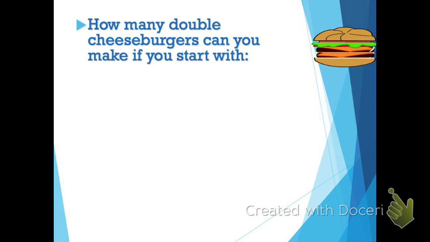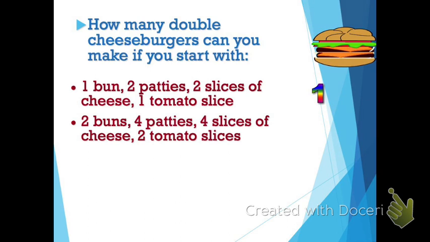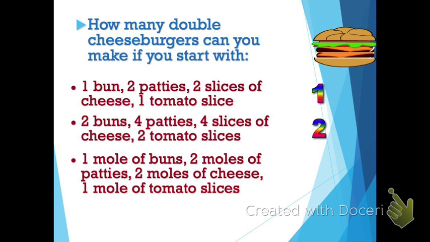So let's say if I start with 1 bun, 2 patties, 2 cheese, and 1 tomato slice, how many total cheeseburgers can I make? 1, right? I've got the ingredients to make one of my product. We agree here? Okay, let's say that I start with 2 buns, 4 patties, 4 cheese, 2 tomato. How many of my full recipe, how many products can I make? 2. Okay, let's say I start with a mole of buns, 2 moles of patties, 2 moles of cheese, 1 mole of tomato. How many can I make?